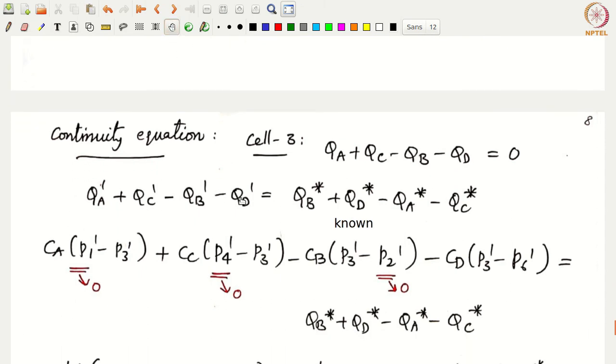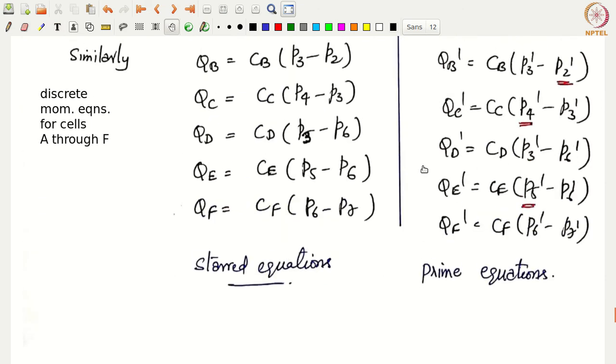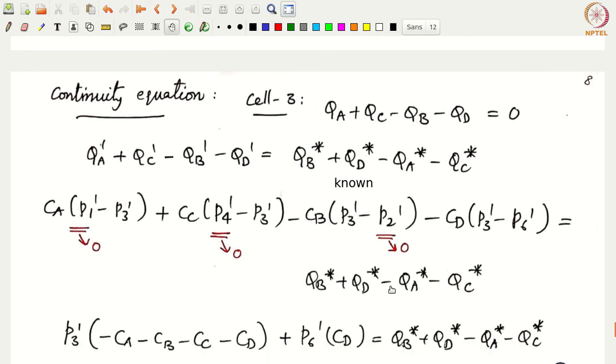Now we can substitute for QA prime, QC prime, QB prime and QD prime from the equations we have derived here. That means we substitute QA prime equals CA times P1 prime minus P3 prime, QC prime as CC times P4 prime minus P3 prime, QB prime as CB times P3 prime minus P2 prime, and QD prime as CD times P3 prime minus P6 prime, equals everything on the right hand side.